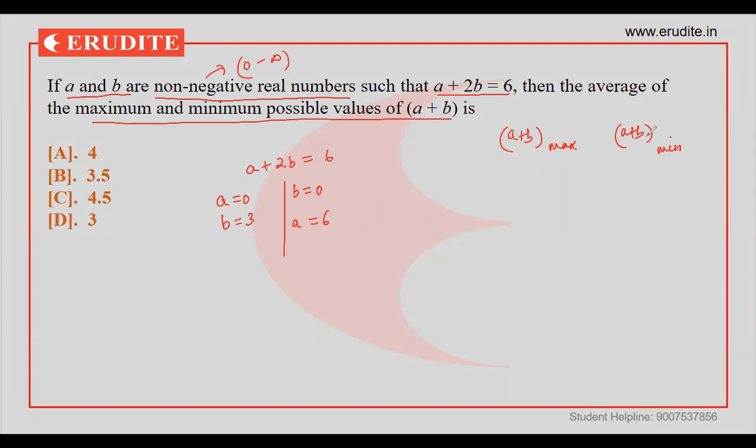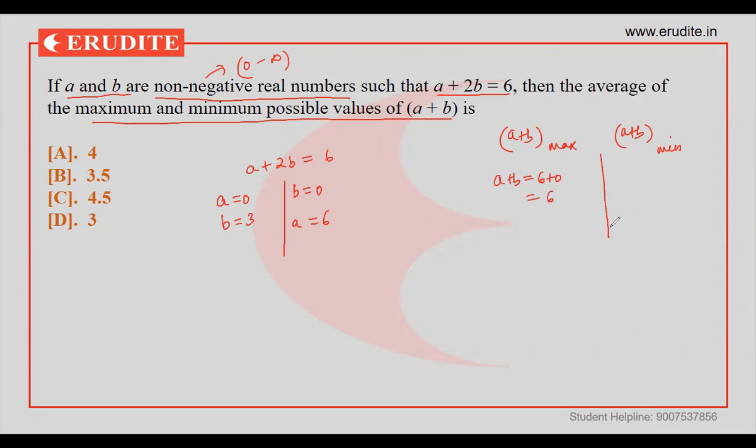Similarly, if I want to make A plus B minimum, to make one minimum, I have to make the other maximum. So guys, you can see that when B is minimum, A's maximum value is how much? 6. So the maximum value of A plus B will be how much? 6 plus 0, that is 6.